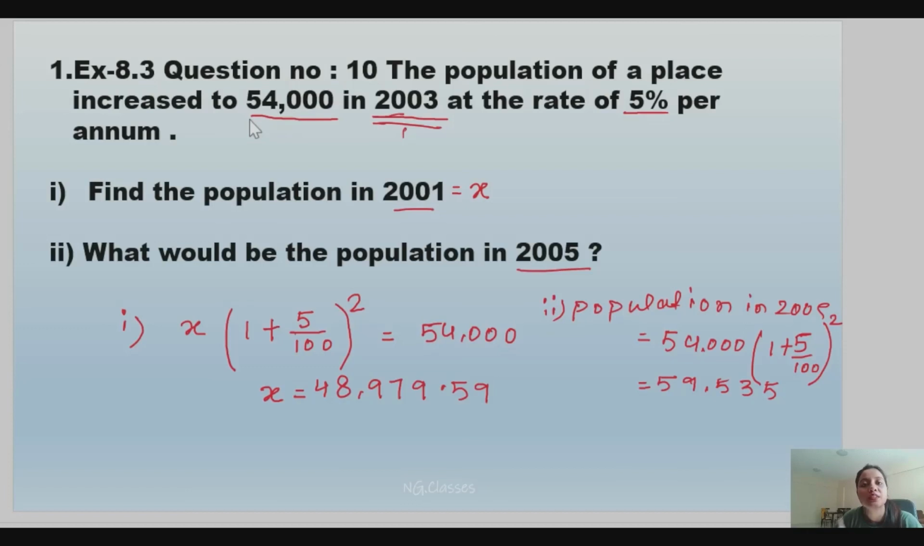So in 2003, the population is given as 54,000. We have calculated 2 years back, that means the 2001 population, and also we have calculated the population for 2005, 2 years ahead of 2003. I hope the whole concept of comparing quantities is clear to you. Thanks for watching the video.